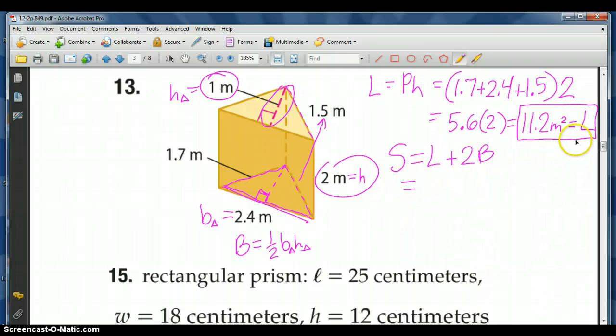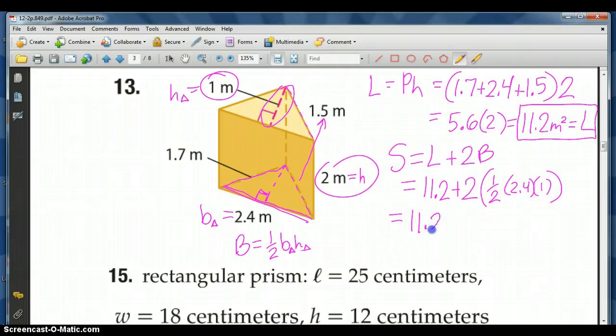So my lateral area is 11.2 plus 2 times the area of the base, so half of the base of the triangle times the height of the triangle. So 2 times a half is 1, 2.4 times 1 is 2.4. And I end up with 13.6 square meters for my surface area.